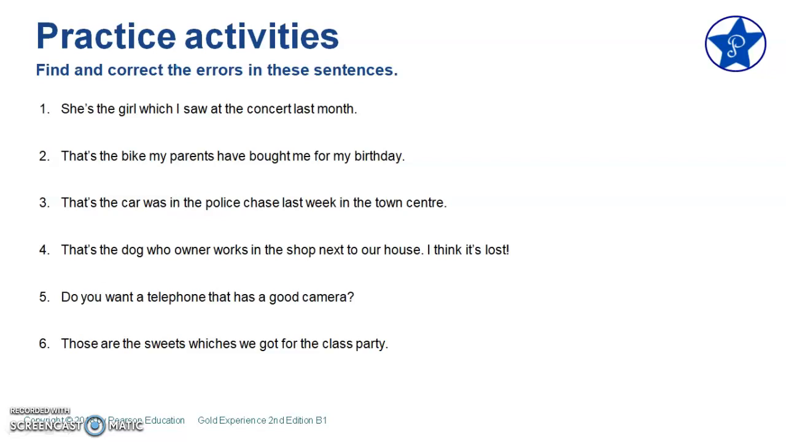Now it's time to practice. In these 6 sentences, there are some mistakes. We need to find and correct the errors. Let's do the first one together. She's the girl which I saw at the concert last month. And the problem is which, because for people we use who or that. Now please pause the video if you would like to think about sentences 2 to 6. I'm going to only give you 10 seconds and then we'll check together.